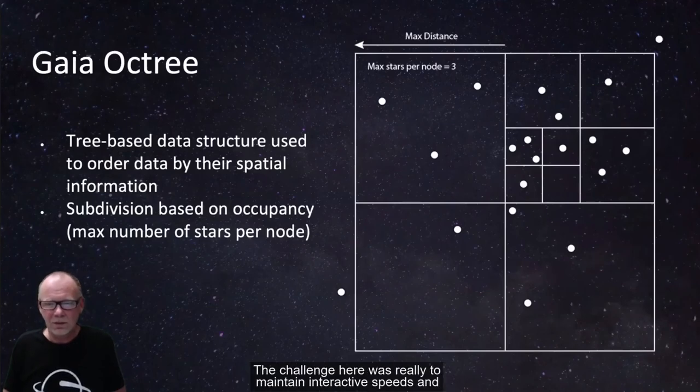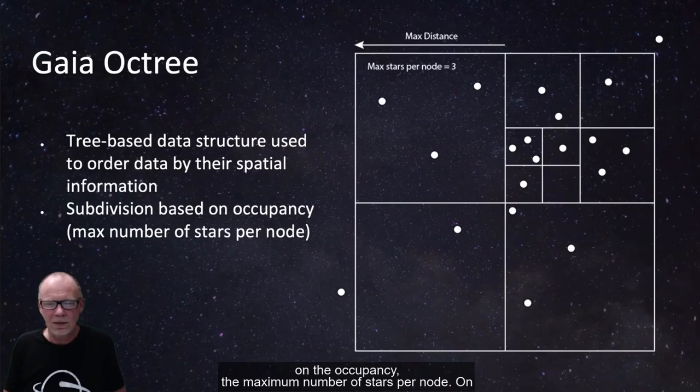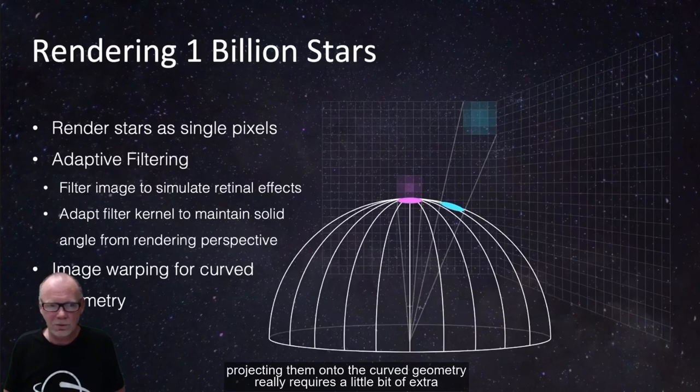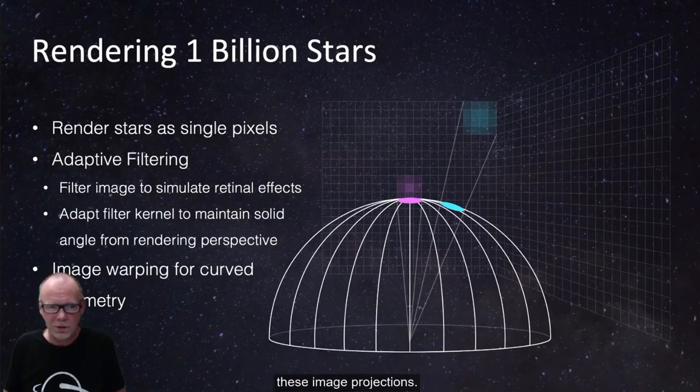The challenge here was really to maintain interactive speeds. And our trick to doing that is an efficient data representation based on an octree. The octree is divided based on occupancy, the maximum number of stars per node. On top of this, there is the other challenge. If we are rendering in image space, we are rendering the stars and projecting them onto the curved geometry. It really requires a little bit of extra effort to make sure that the stars look correct in these image projections.